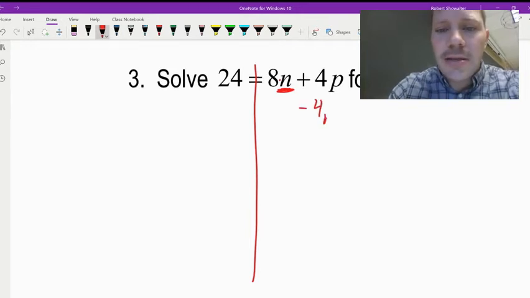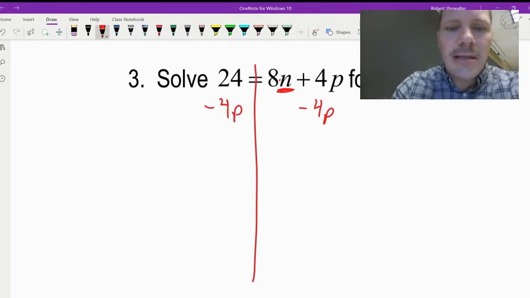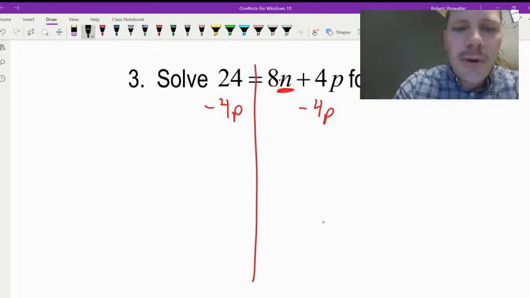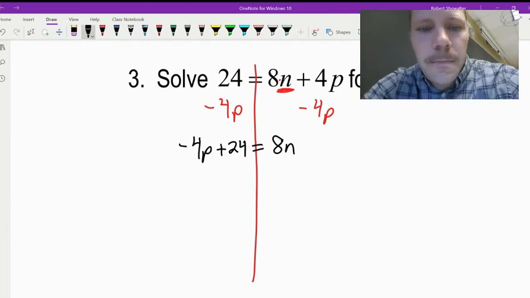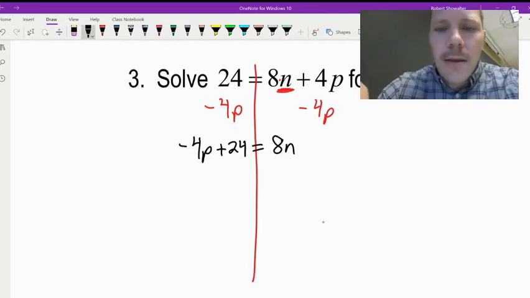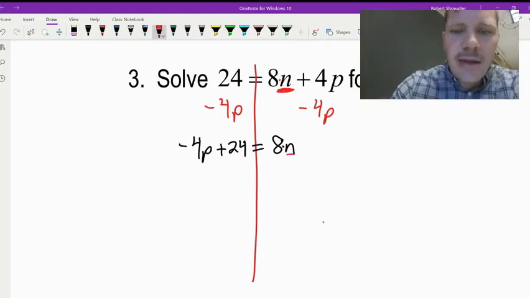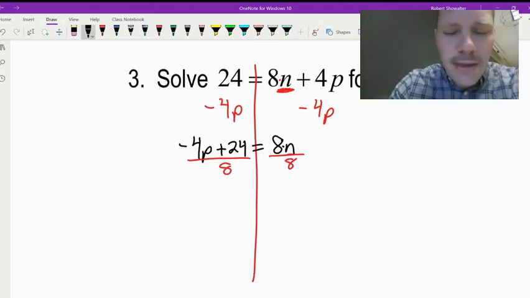We're going to subtract the 4p from both sides, and we wind up getting, I'm going to write the variable stuff first, 4p plus 24 on the left-hand side. Then on the right-hand side, we have 8n. Again, change the sign to move it from one side to the other side. Now we need to get rid of this times 8 on the n because we're solving for n. Divide by 8. That's another way to show that we're dividing the whole thing by 8.